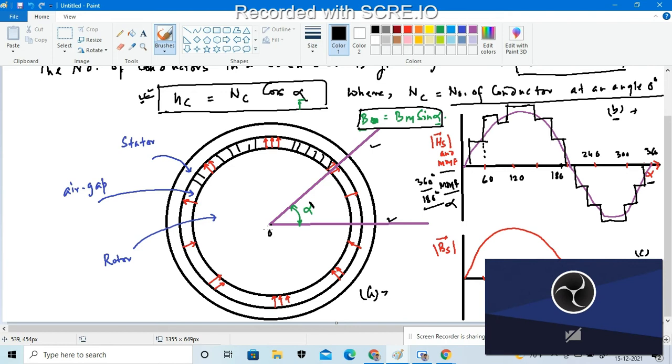Sir, this alpha, the angle in the air gap, the surface of the rotor and the flux density. The surface of the rotor and the flux density.